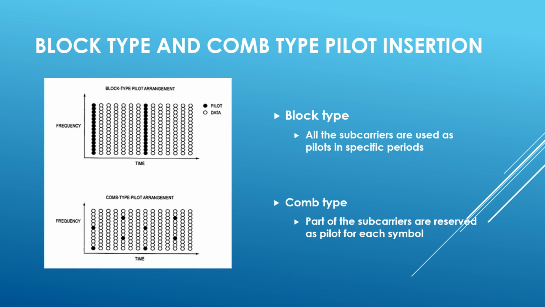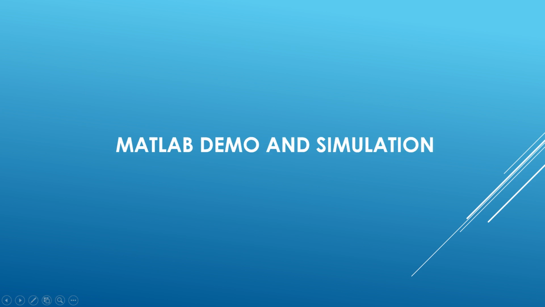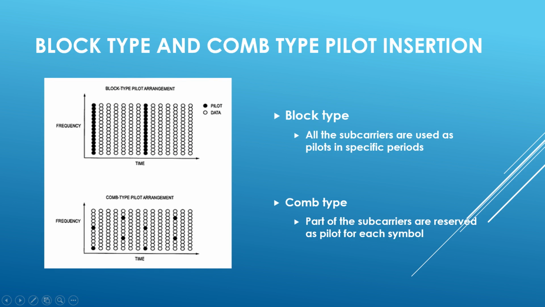Block type and comb type pilot insertion. So this figure gives a broad idea about the block type pilot arrangement and the comb type pilot arrangement. So in case of block type pilot arrangement, all the subcarriers are used as pilots in specific periods, which we can see here. So these filled in dots are the pilots, and the unfilled dots are the data. In case of a comb type, only part of the subcarriers are reserved as pilot for each symbol. As we can see in this diagram, only some of the subcarriers are reserved as pilot.